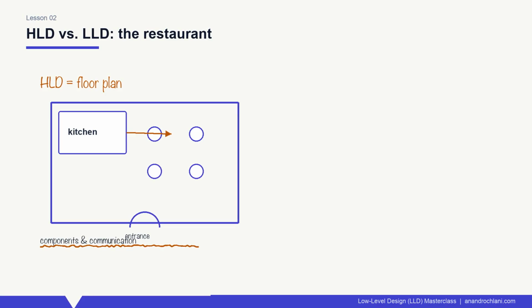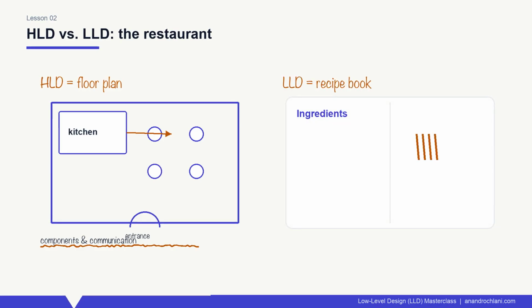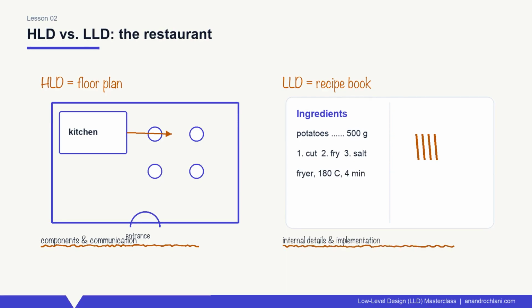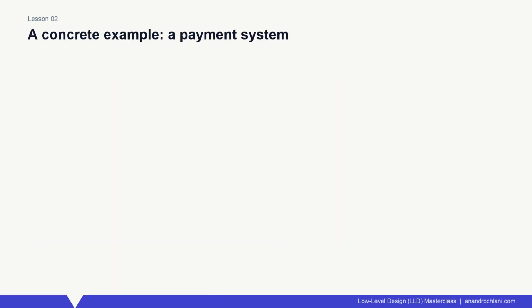Low level design is the recipe book. How exactly do you make the French fries? What ingredients? What steps? What equipment? This is about internal details and implementation. A floor plan tells you the restaurant has a kitchen. A recipe tells you what happens inside that kitchen. See the difference? One zooms out, the other zooms in.